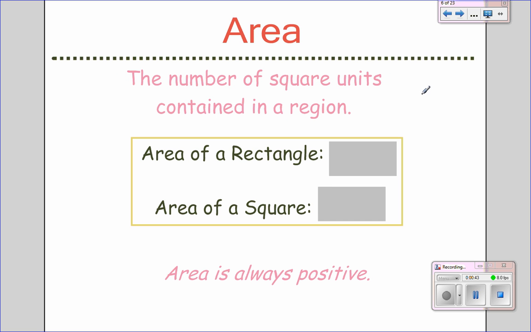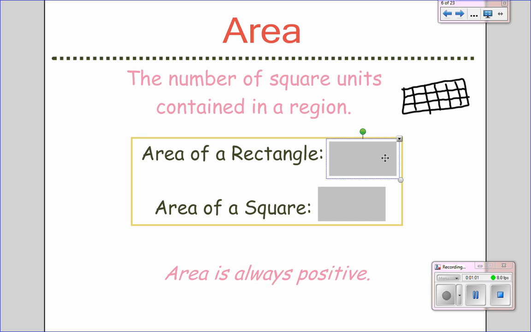The area is the number of square units contained in a region. So we have to figure out how many square units are inside of it. What I mean by square units is if I draw a rectangle and I measure, let's say, an inch in each direction, then each of these would be a square unit.